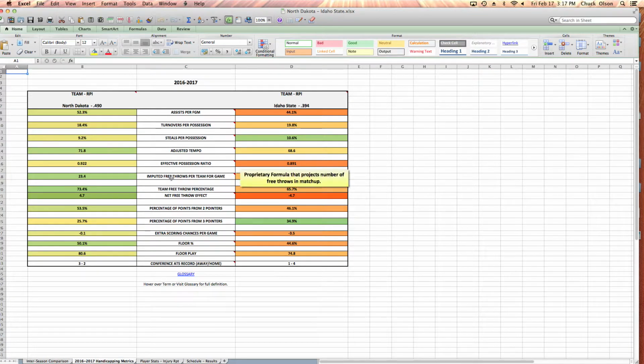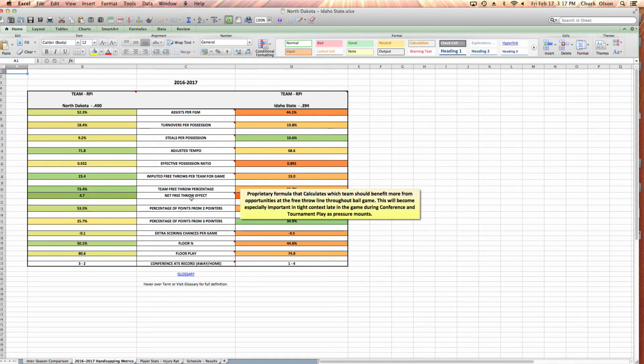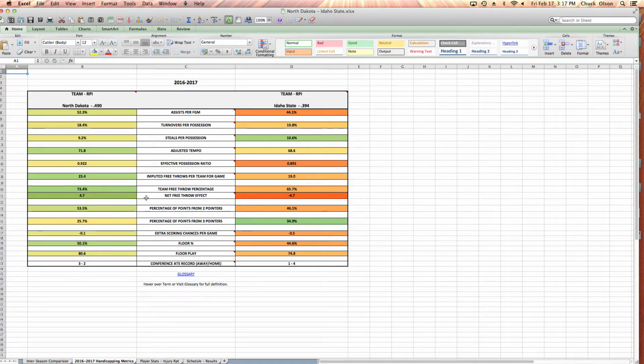Now, imputed free throws per team is a formula that we have that tells us how many free throws we expect the teams to have based on their statistics. So, a green number, 23, is obviously over the average, with 19 being the red numbers, below the average. Free throw percentage, we're looking at North Dakota in the green at 73.4. Very good team free throw percentage. And this number is 65.7, not good. So we're looking at the net free throw. Obviously, North Dakota would be favored in that category from our perspective.